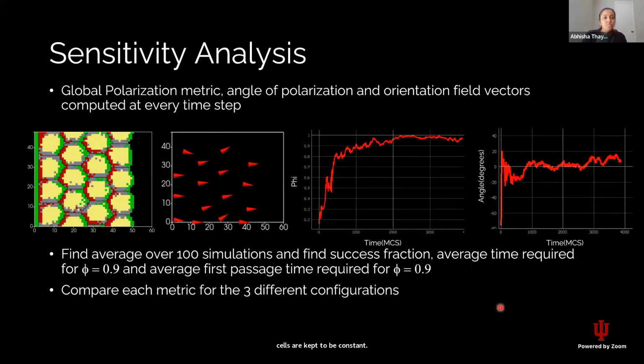After this, we computed the global polarization metric, the angle of polarization, and orientation field vectors at every time step. We found the average of the metric over 100 simulations and found the success fraction, which is the number of simulations that successfully polarized to 90%, and the average time required to achieve this degree of polarization. Then we compared each metric for the 3 different configurations, and that's how we arrived at the optimal set of parameters or contact energies for this model.